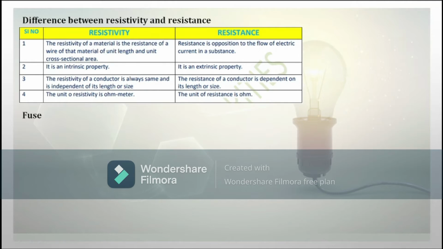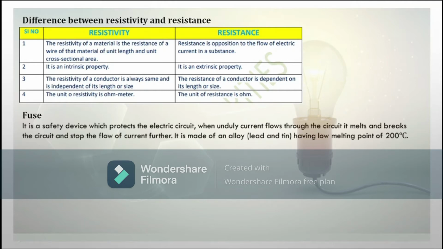Next we will pass on to the fuse. You should know what a fuse is. A fuse is a safety device which protects the electric circuit when excessive current flows through it. Then the fuse wire melts and breaks the circuit and stops the further flow of current. It is made of an alloy of lead and tin, having a low melting point of about 200 degrees Celsius. So this is the fuse.